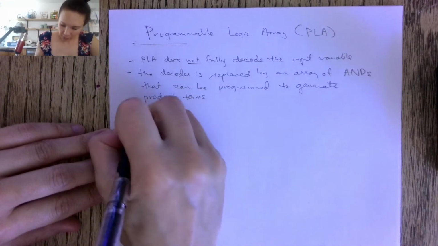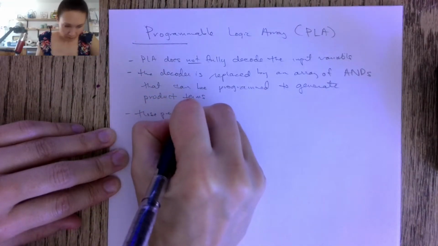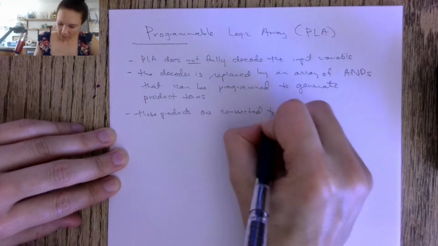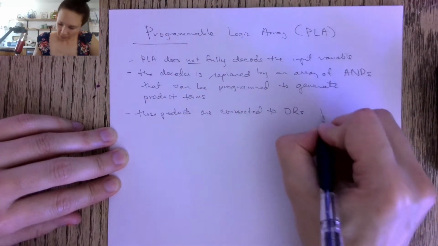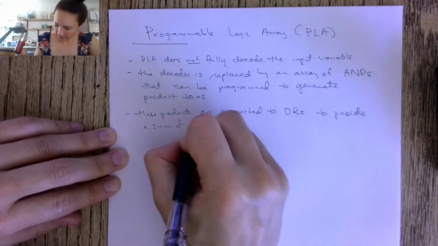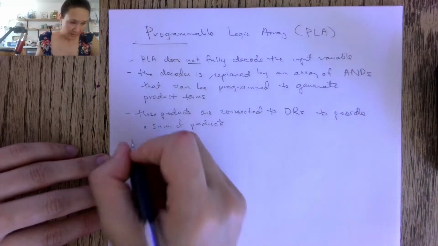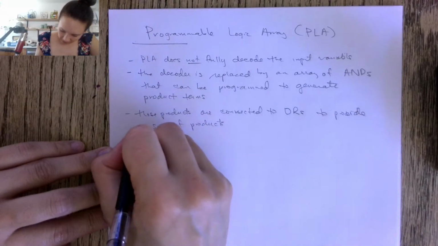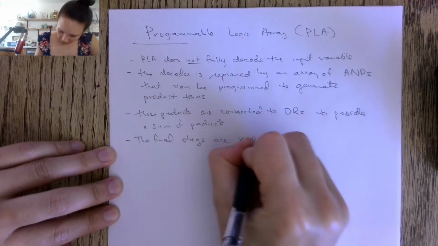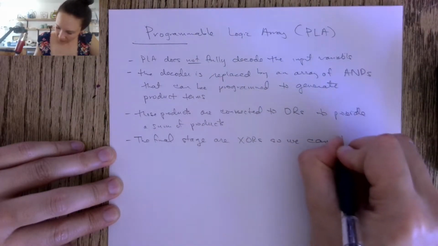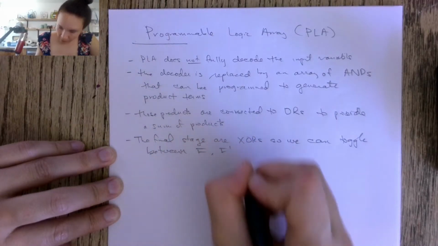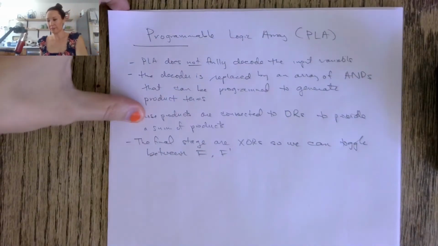Okay, so then those products are connected to OR gates to provide a sum of products. And then finally, there's the final stage, which are XORs, so we can toggle between our output or the complement of our output. Okay, so that's a description in words.